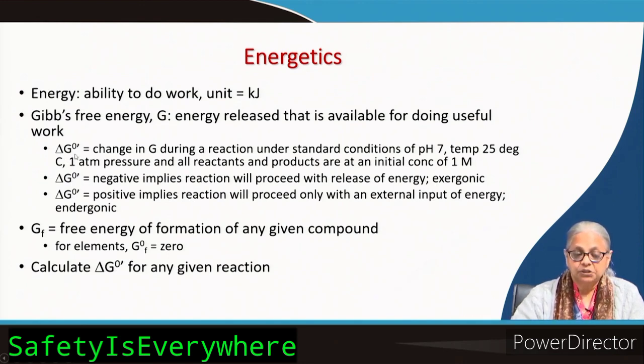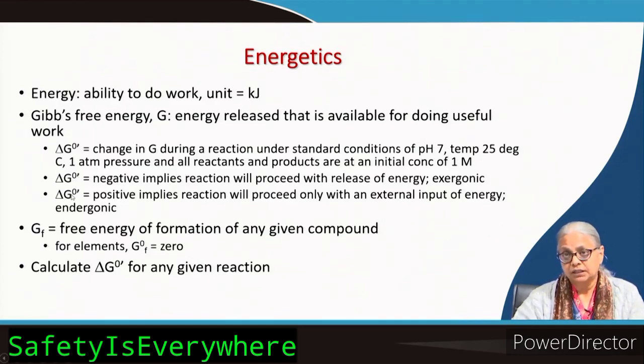So we have delta G 0 dash. This is the change in the free energy during reaction under standard conditions of pH 7, temperature 25 degrees centigrade, 1 atmosphere pressure, and assuming that all reactants and all products are at an initial concentration of 1 molar, so 1 mole per liter for each of them.